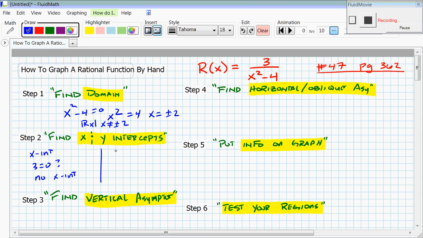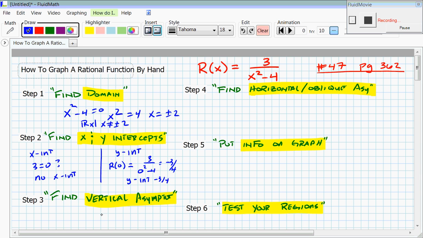Okay. How do I find the y-intercept? I evaluate r of 0. So plug in a 0 for x. That's going to be 3 over 0 squared minus 4, which is negative 3/4. So I now know there's a y-intercept at negative 3/4. So the y-intercept is negative 3/4. I'm trying to fit this all on one screen. That's why I'm crunching it together.